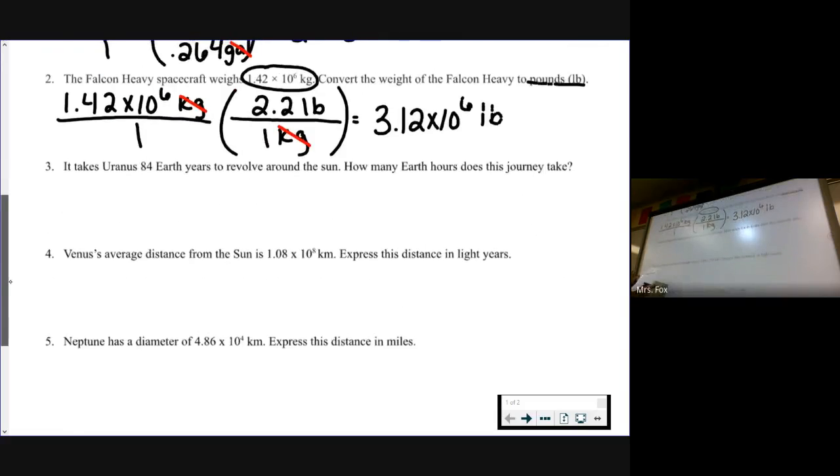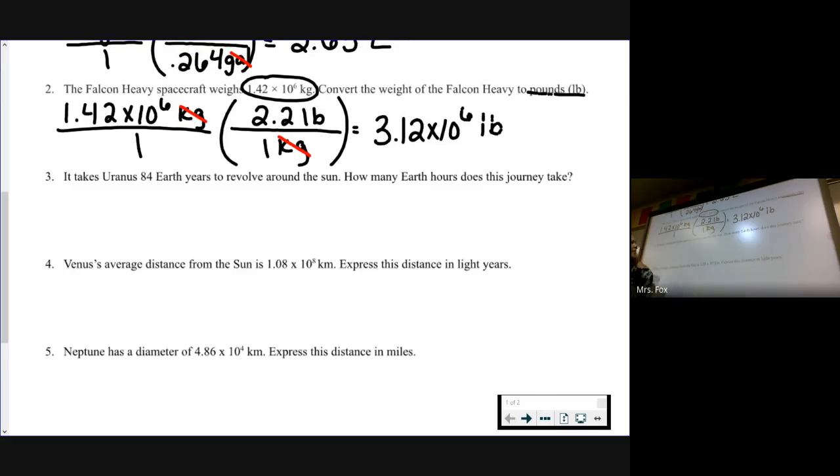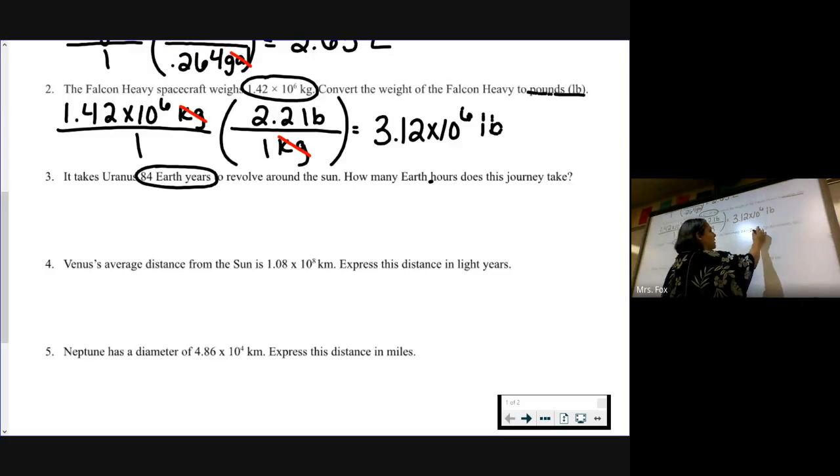It takes Uranus 84 Earth years to revolve around the sun. How many Earth hours does this journey take? We mentioned Earth years and Earth hours because the definition of a year is different than the definition of an hour, and the numbers are different on different planets because it takes a different amount of time to revolve and rotate in science. All right, so I'm trying to get from years to hours.